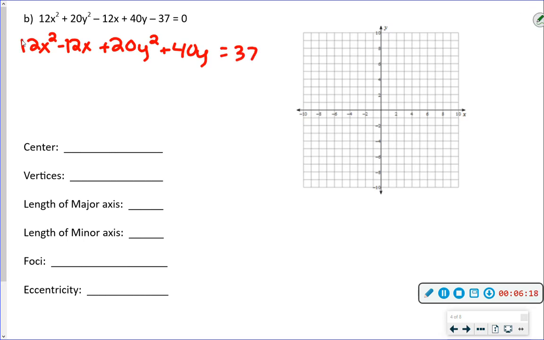Same spiel as the last one. Before you complete your square, we need that lead coefficient to be a 1, not a 12. I'm going to have to pull a 12 out. X squared minus x. I'm going to move my 37 over a little bit so I have some room.